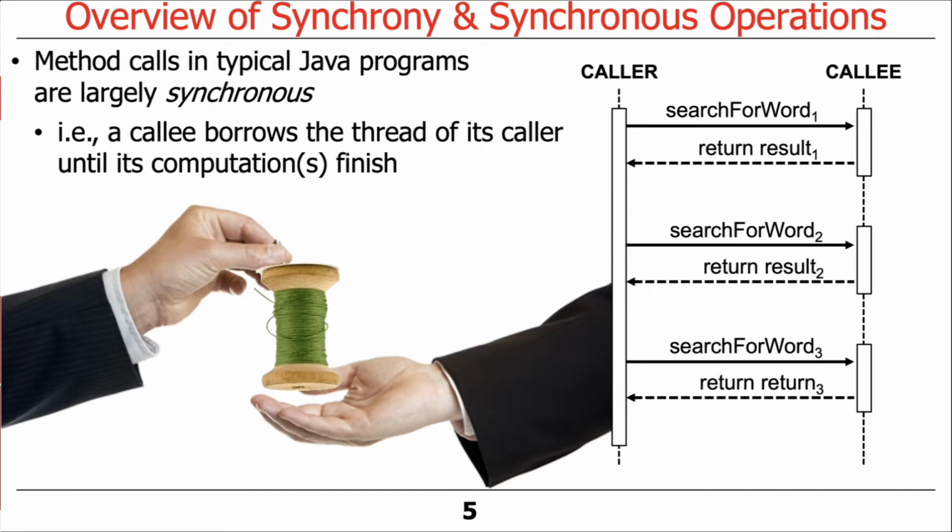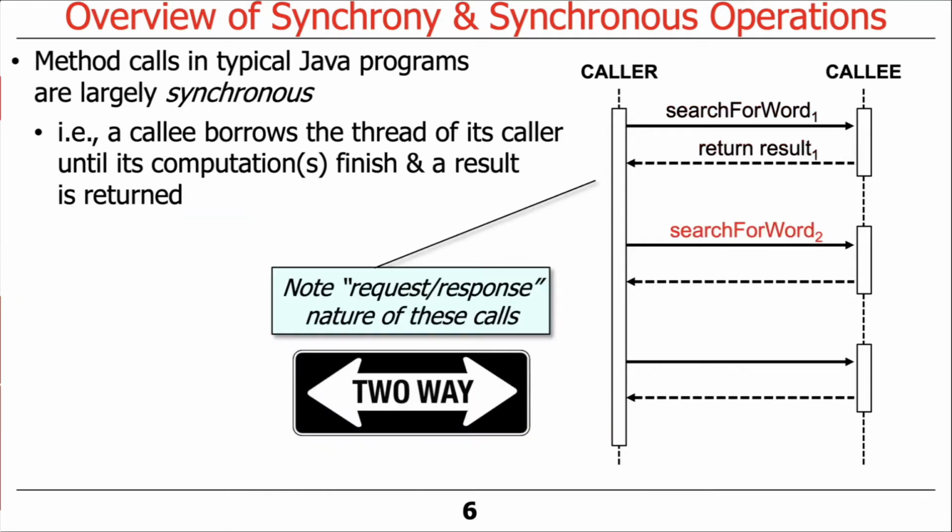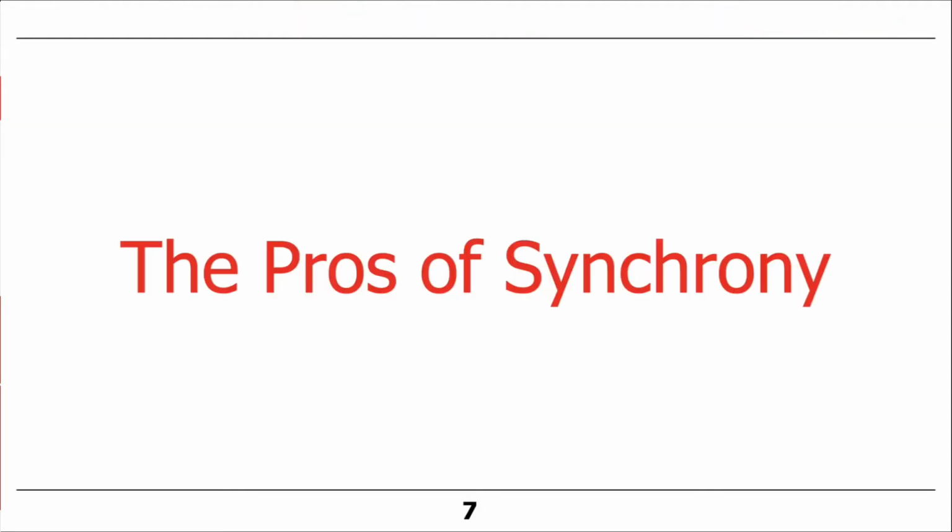The basic idea here is that the callee borrows the thread of control of its caller until the computation is finished. And here's an example. You can see we're making these calls, and then the results come back. And so that's inherently request response. I'll run it again so you can see request response. And these are what we would call two-way synchronous calls. And most calls that you've dealt with up to this point in life are probably two-way synchronous calls.